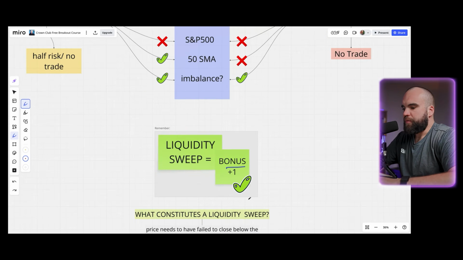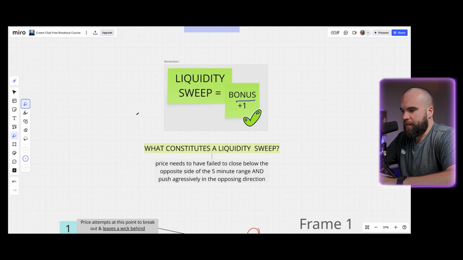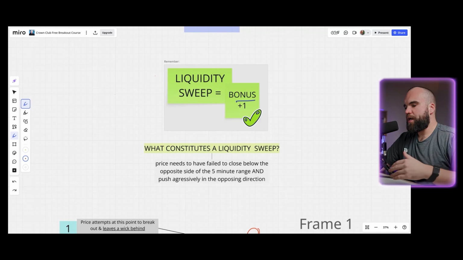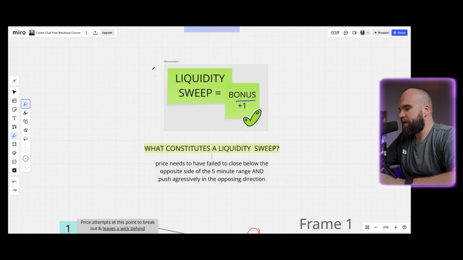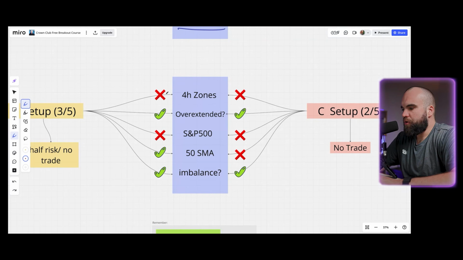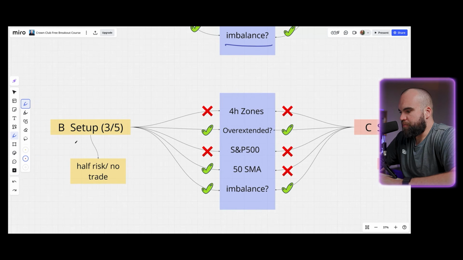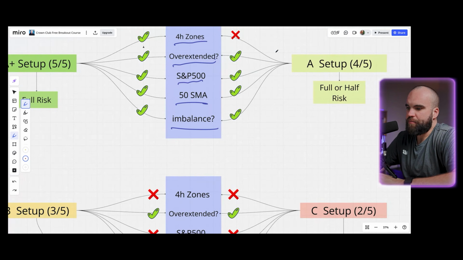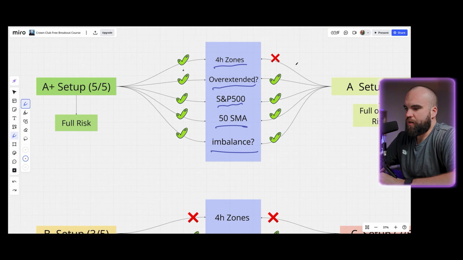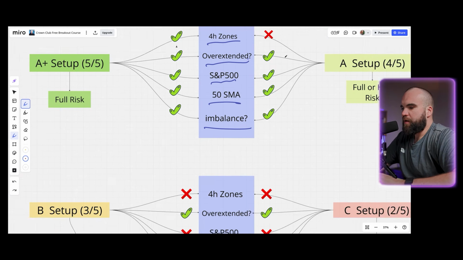Now, there's an extra confluence that's part of my strategy. If you're trading ICT or supply and demand or any other strategy, you can forget about this. But if you're trading breakouts like me, the liquidity sweep is the bonus. And the bonus basically will turn one of these reds into a green, meaning it can turn a B setup into an A setup or an A setup into an A plus setup. So basically, it will turn one of these red X's into a green tick.